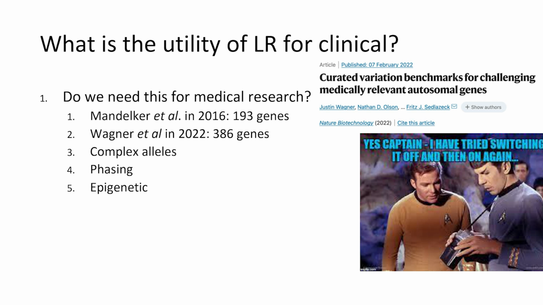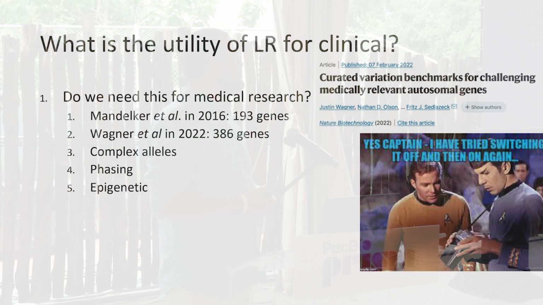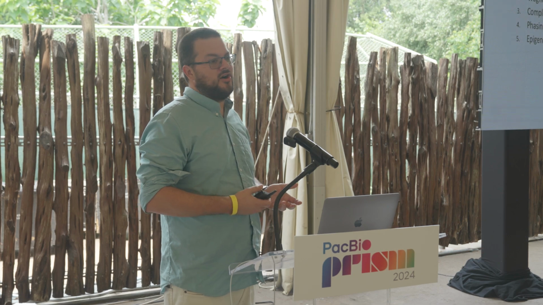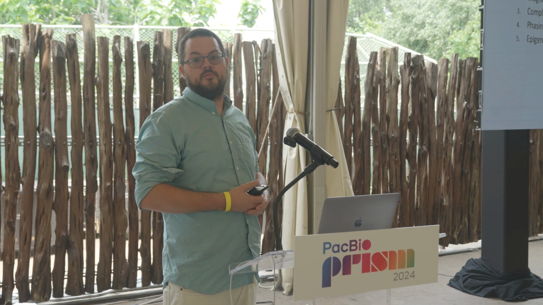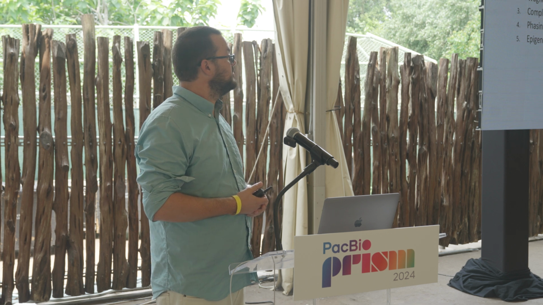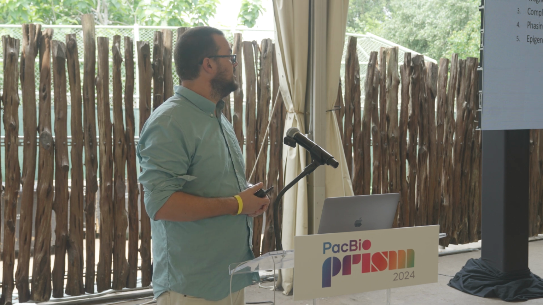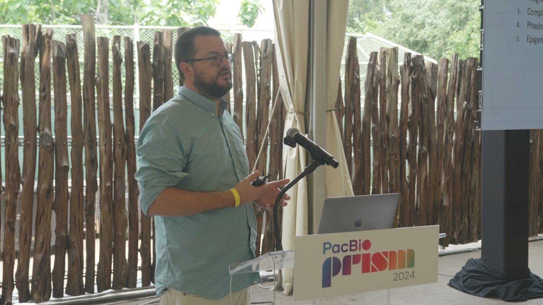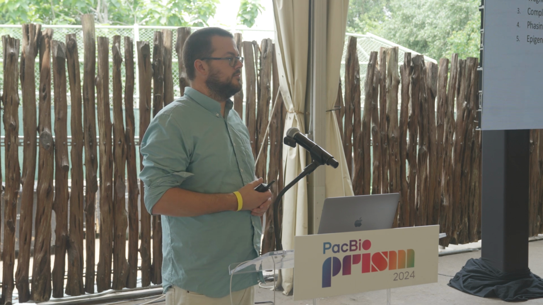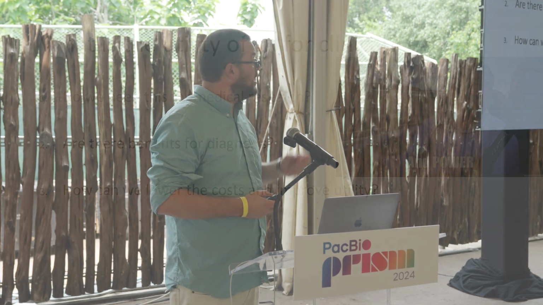So in terms of do we really need this for medical research, I think the answer is pretty straightforward. We have a good list of around 400 autosomal genes that we published in 2022, and Mandelker et al. published a list of 193 genes. There are really complex alleles in the human genome. Phasing improves the interpretation. And then there's also epigenetics, which we honestly know so little about these days, but there are some quite promising results being published, highlighting importance in Mendelian diseases and cancer, such as HLA silencing and so on and so forth.